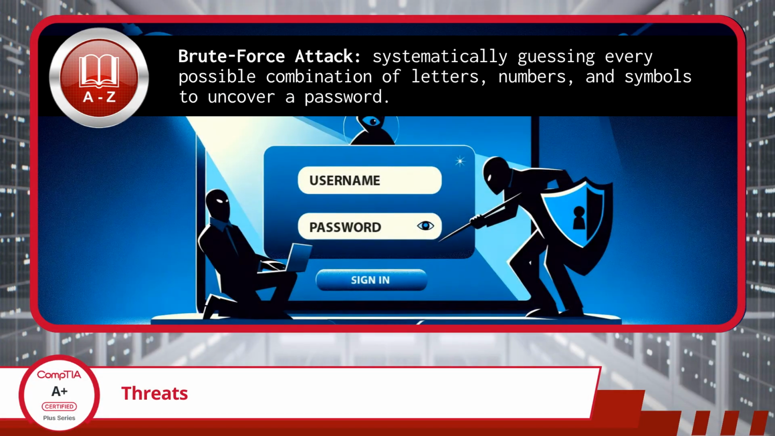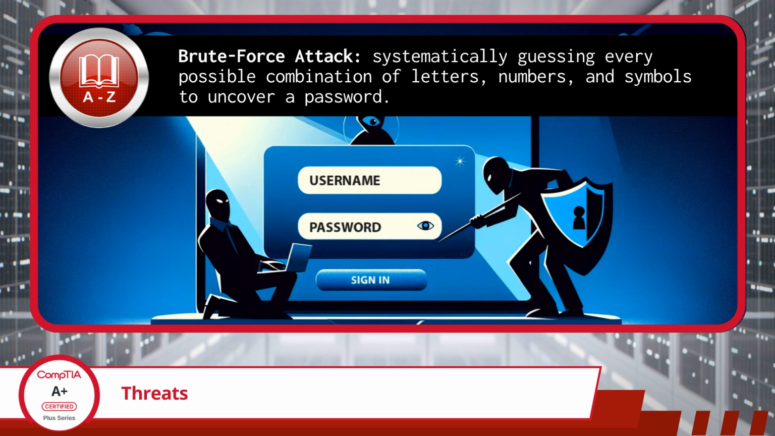Some attacks focus specifically on authentication systems. One example is the brute force attack. A brute force attack is an authentication attack where the attacker systematically guesses every possible combination of letters, numbers, and symbols to uncover a password. Rather than relying on trickery, the attacker simply depends on persistence and computing power. Weak passwords can often be cracked surprisingly quickly with this method, especially if account lockout protections are not in place.